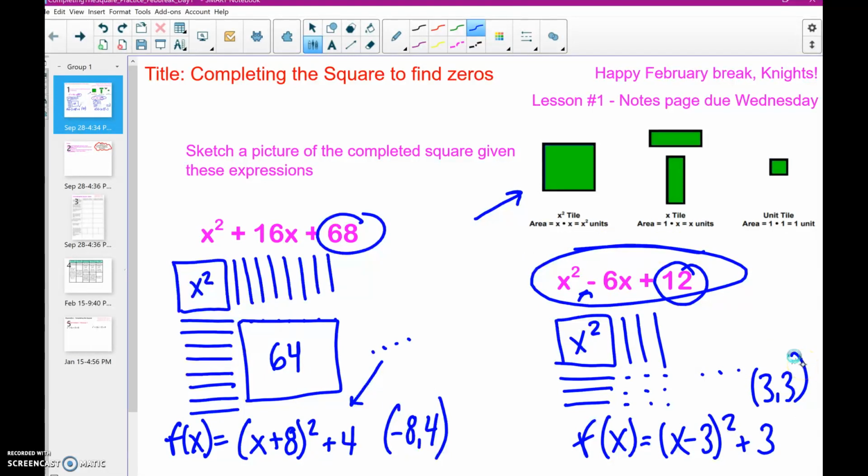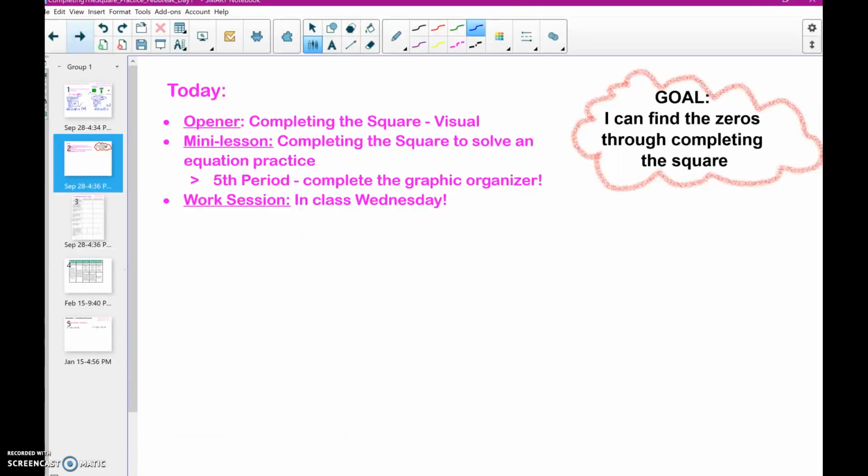All right. Just a reminder that this is lesson 1, so this would be the first video you would be watching. So what we just did is completing the square visual, and our mini lesson is going to be completing the square to solve an equation practice.